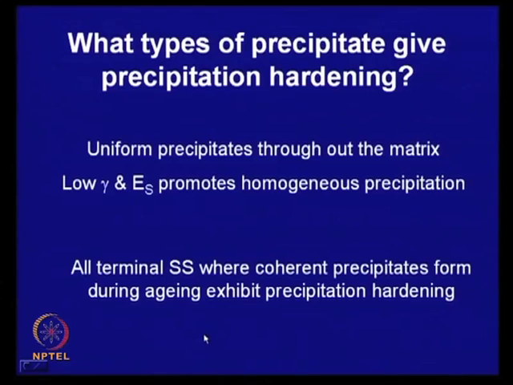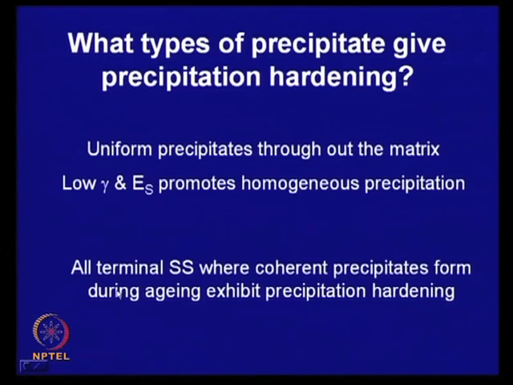Now, it will be interesting to look at what type of precipitate will be ideal for precipitation hardening. We have just seen that to get a good precipitation hardening, you must have uniform precipitate throughout the matrix, and low gamma, low precipitate boundary energy and low strain energy will promote homogeneous precipitation. Therefore, if you can promote this, you are likely to get a more uniform distribution of precipitate, which can give you better precipitation hardening.